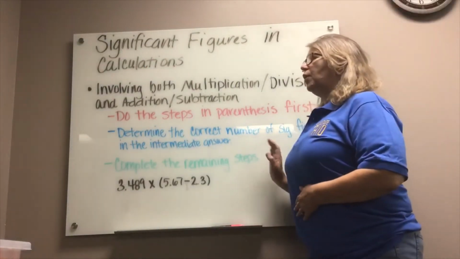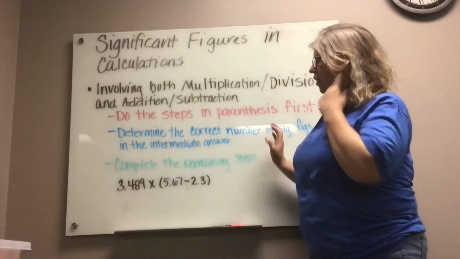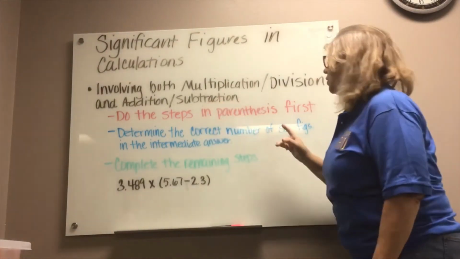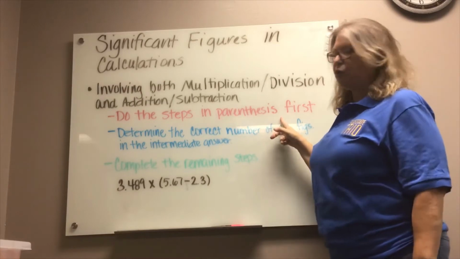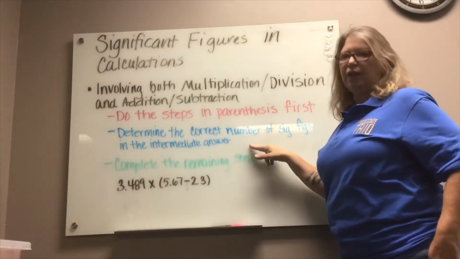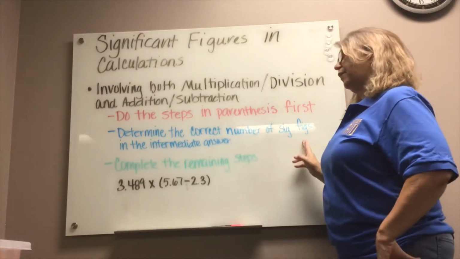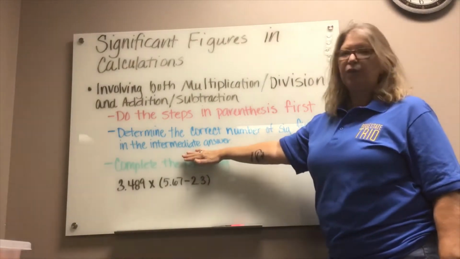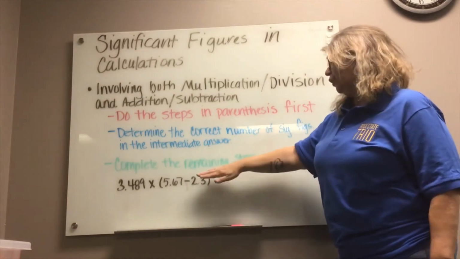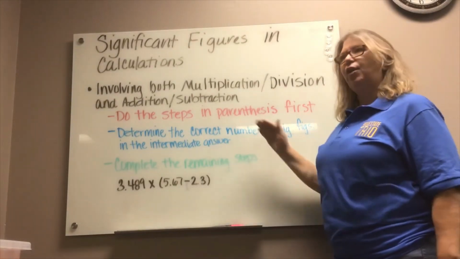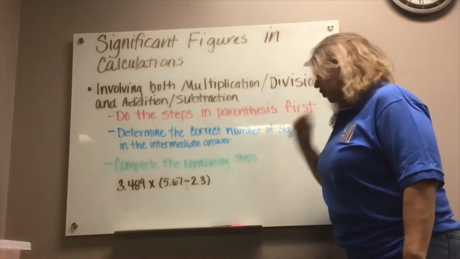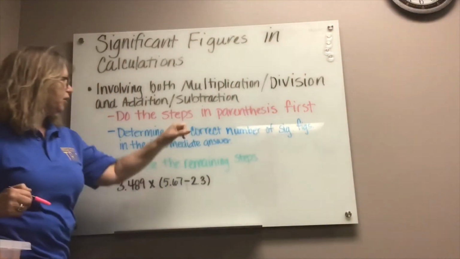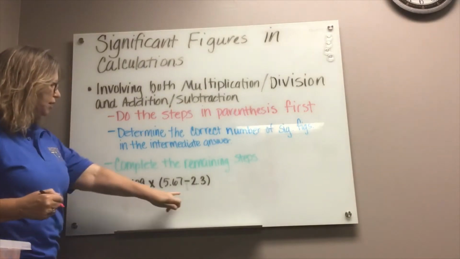Okay, so when you have significant figures in calculations that involve both multiplication and division and addition and subtraction, you always want to do your steps in parentheses first. Then you're going to determine the correct number of significant figures that are in your intermediate answer. You don't round yet. You're going to complete your remaining steps and then you'll round your answer. Okay, so I've put this problem on the board for you, and as you can see, based on these rules, you're going to do the steps in parentheses first.